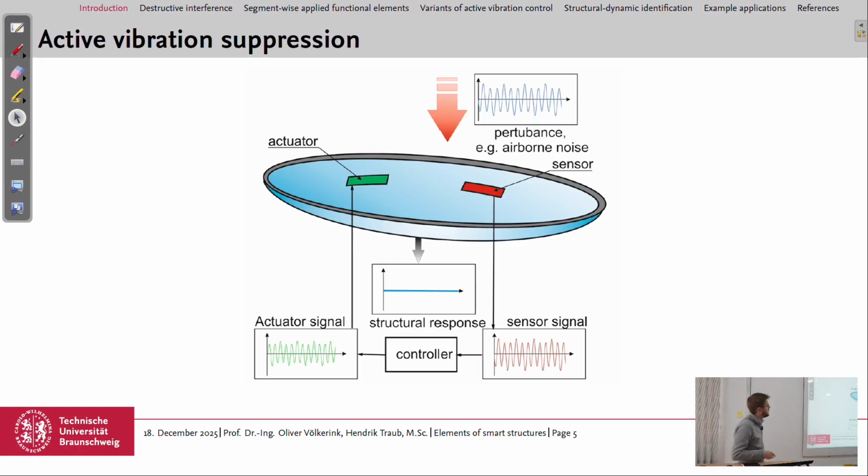Active vibration suppression, for example, at the satellite reflector again: we have a perturbance, airborne noise, whatever, and a sensor detecting the signal of the perturbance directly or indirectly at some certain position on the structure. And then we use this signal to create a control signal for an actuator, which then calms down the structure or the vibration.